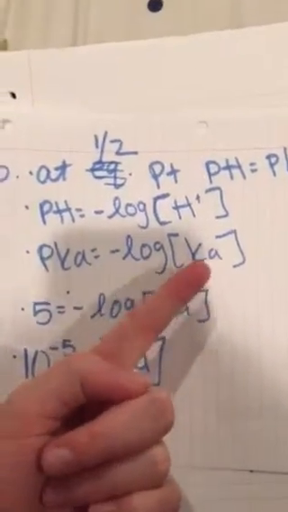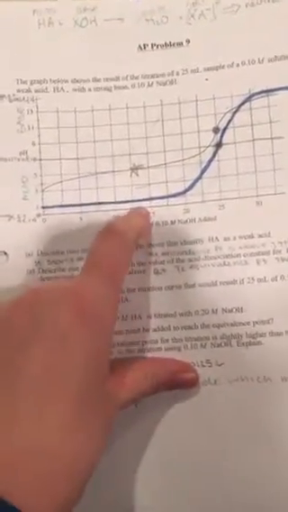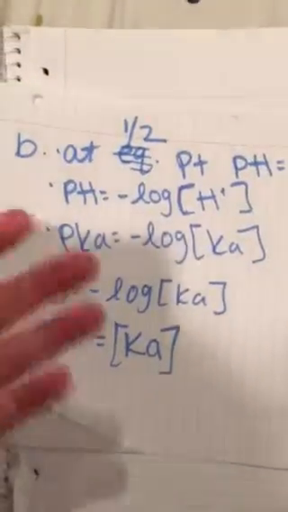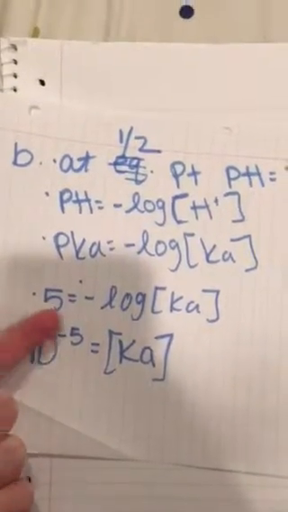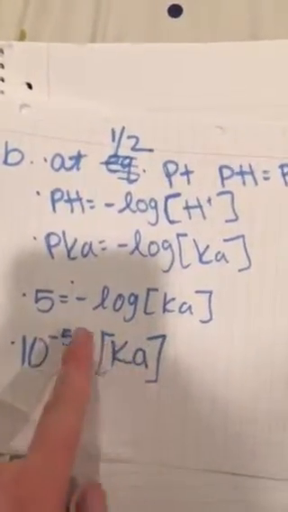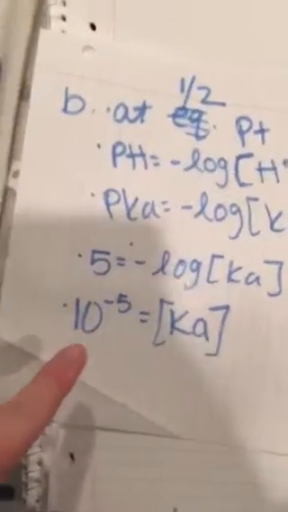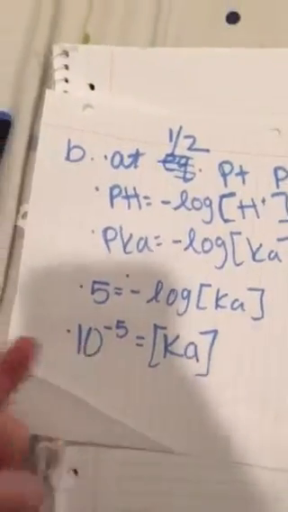So the pKa equals the negative log of Ka, and at the halfway point, the equivalence point is reached at 25 milliliters, so around 12.5-ish is the halfway point. And so you see it's at a pH of 5, so your pH equals your pKa, so you're going to put 5 here, equals the negative log of Ka. You move the negative over, and then do the inverse log, so it's going to be 10 to the negative 5 for Ka, and then you just solve for that, and that's how you get your answer.